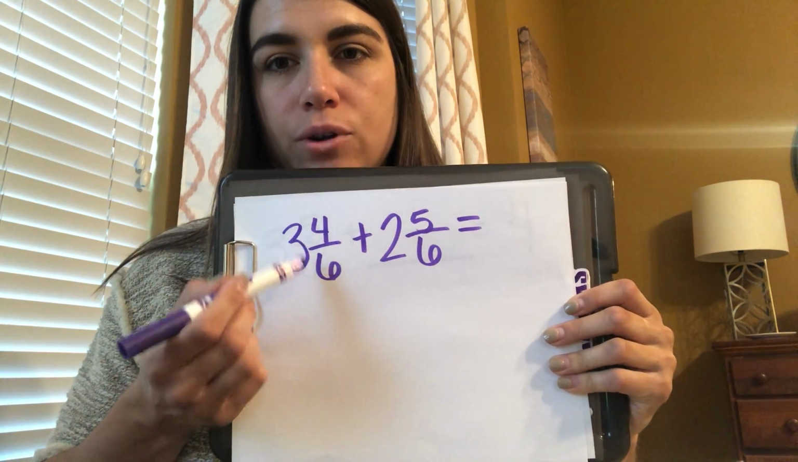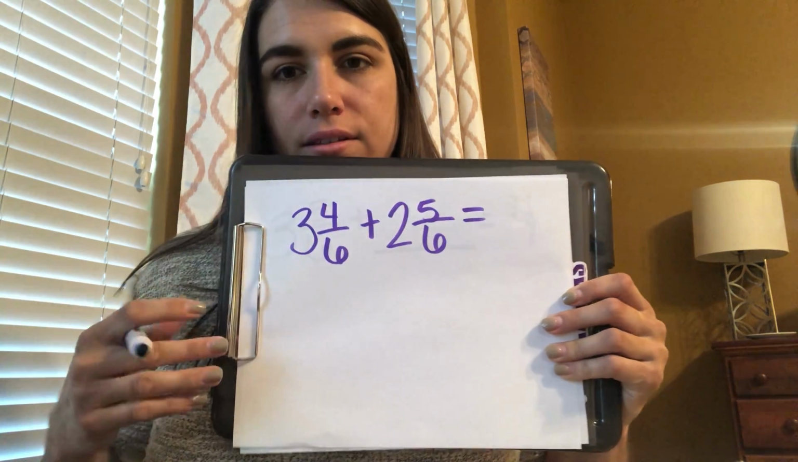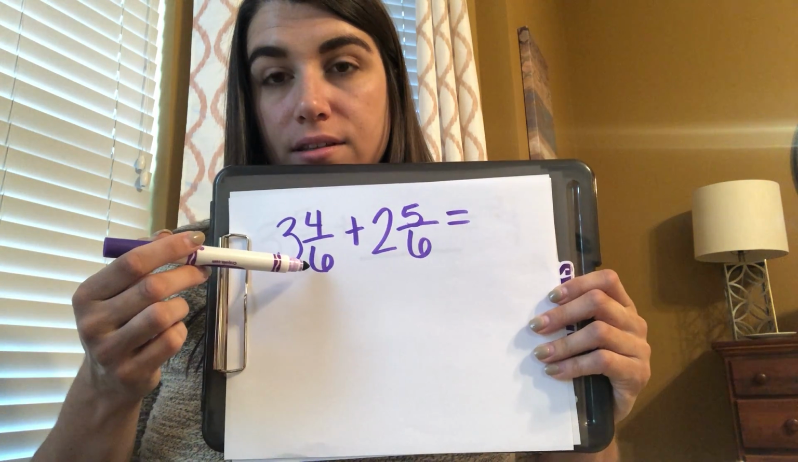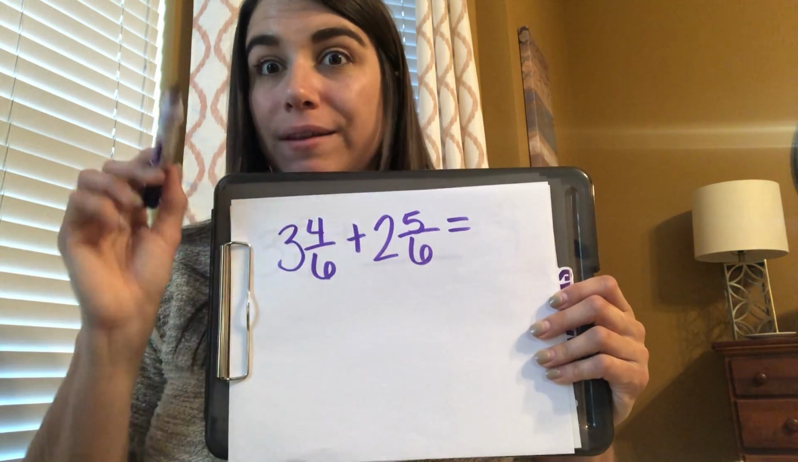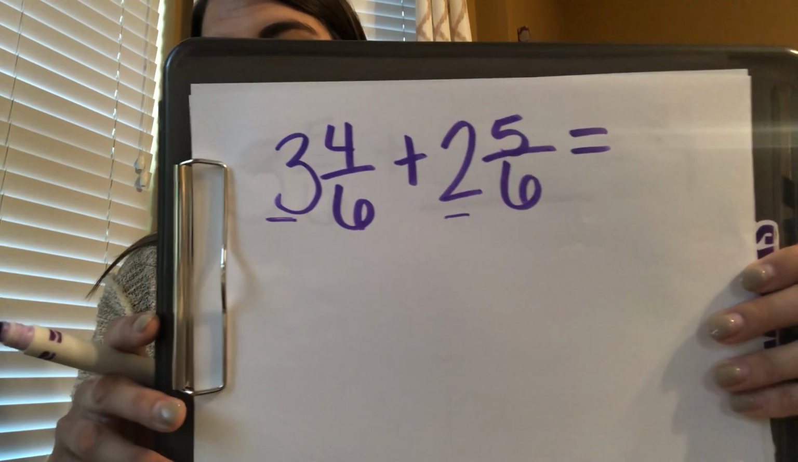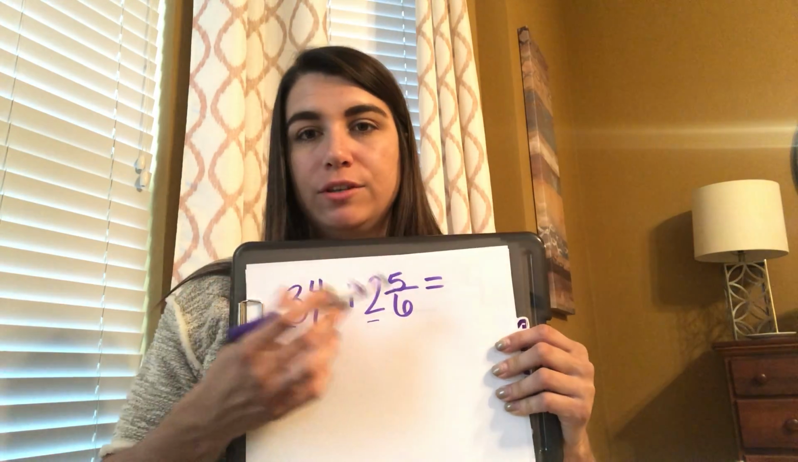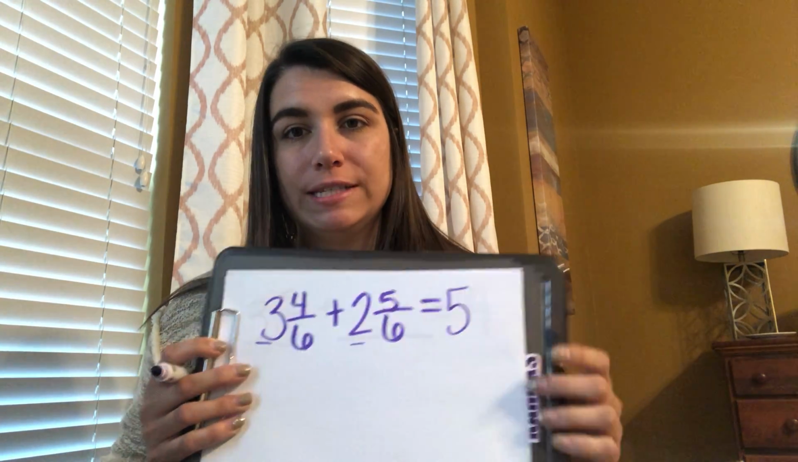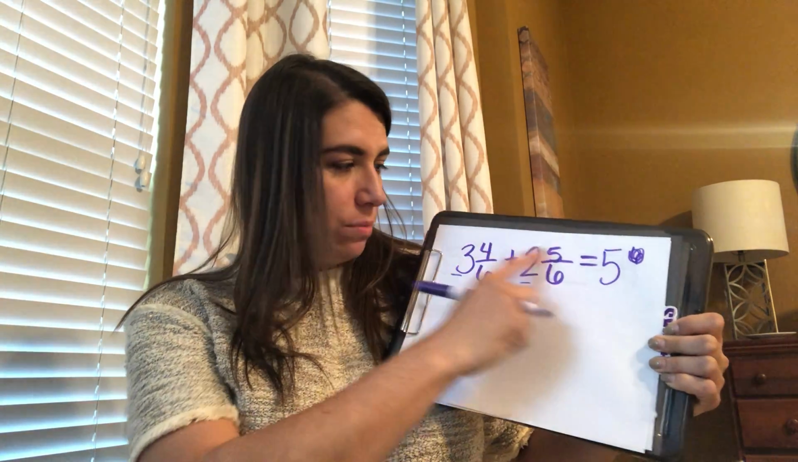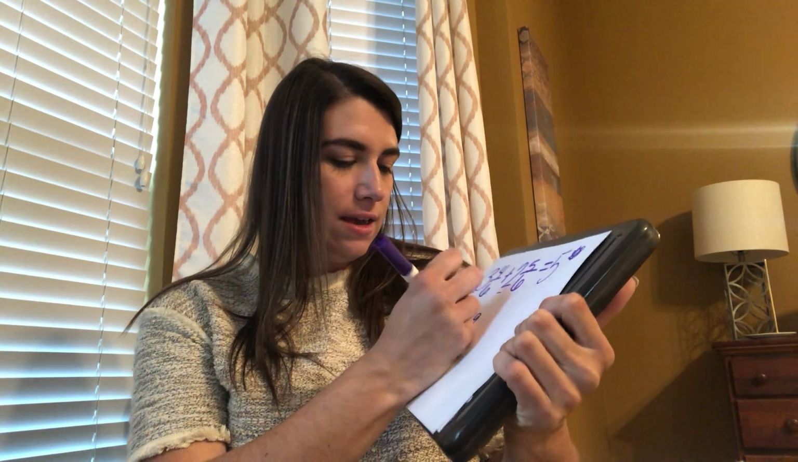Okay. Another one similar to that. I have 3 4/6 plus 2 5/6. So 3 4/6, I'm going to add with this one. But what I'm going to do is I'm going to add my whole numbers first, my 2 and my 3. So again, if you haven't written this down yet, go ahead and pause and write. So 3 plus 2 is 5. And then I have 4 plus 5, which is 9. Sorry, my bad. So right now I have 5 and 9.